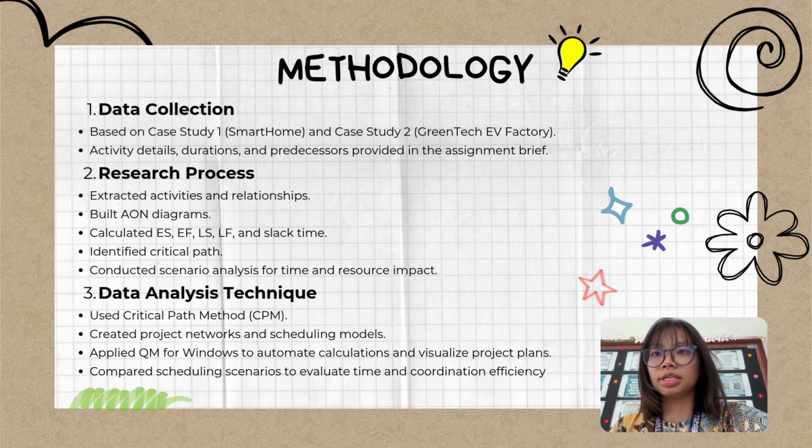For data analysis, we use the critical path method to make our calculations more accurate and efficient. We use QM for Windows software. This tool helps us generate network diagrams, calculate scheduling metrics, and test different project scenarios. By comparing various scheduling options, such as running tasks in parallel or merging activities, we are able to evaluate not just time efficiency, but also how these changes might affect coordination and resource use.